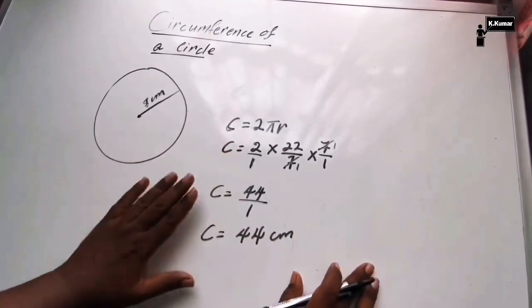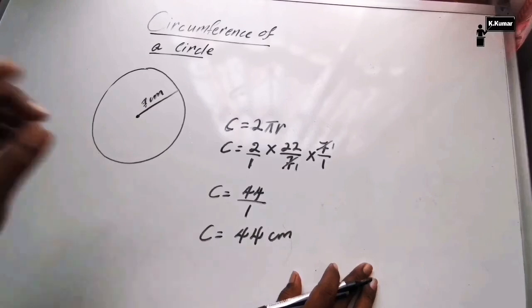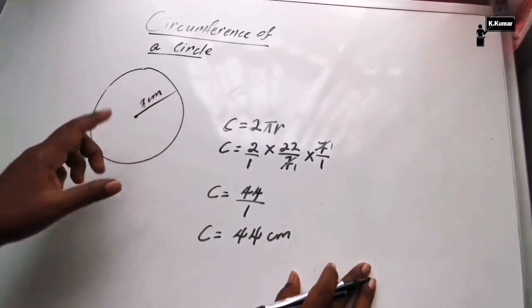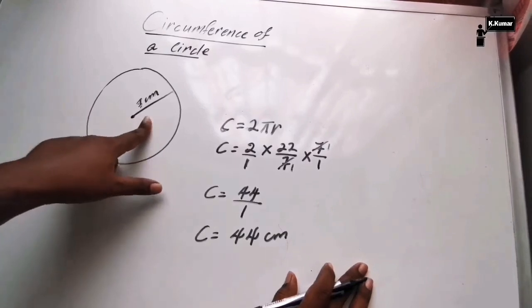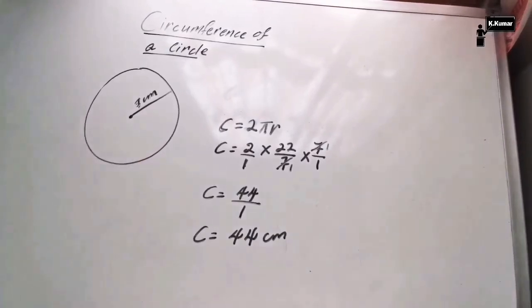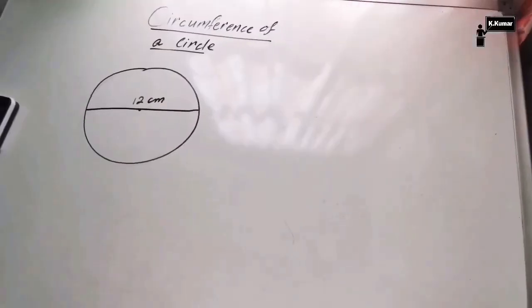When you find the circumference of a circle, it's like finding the perimeter of the circle, which is the distance around the shape. So this is the way you work when you're given the radius.